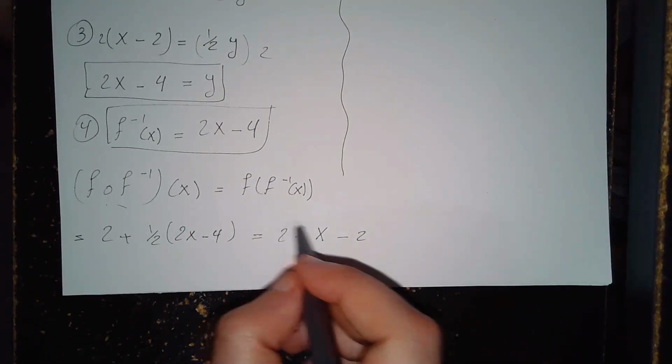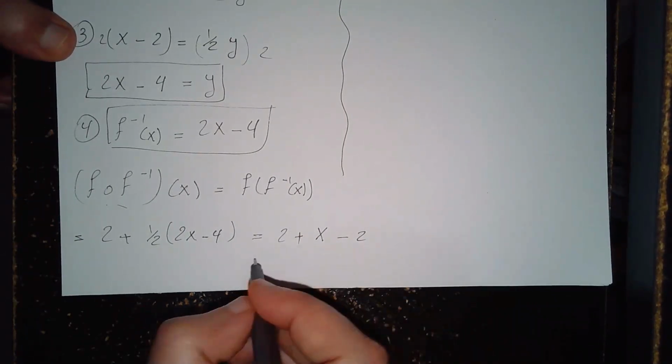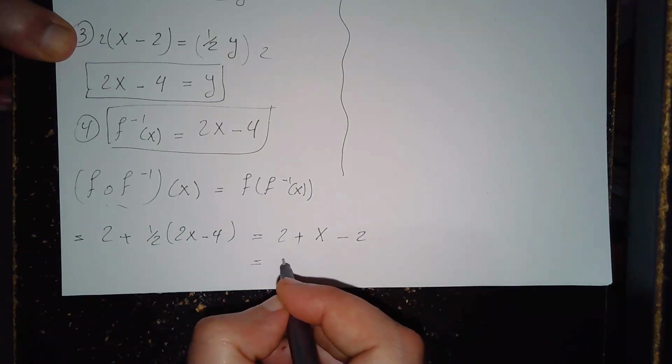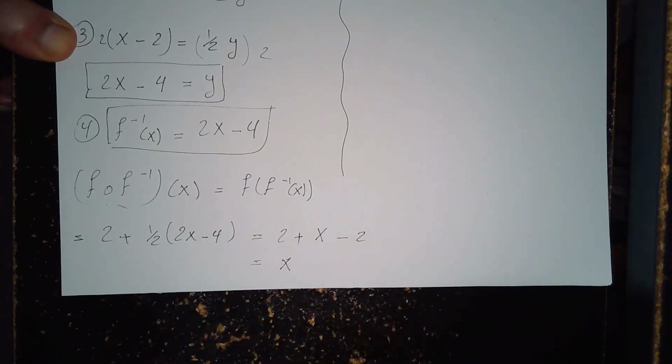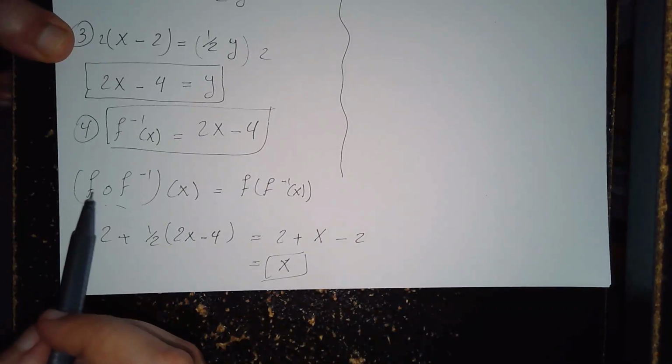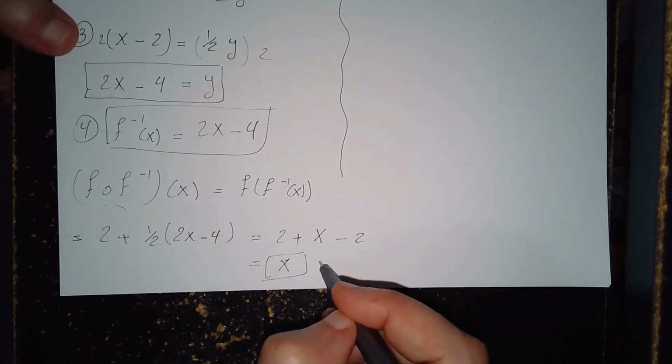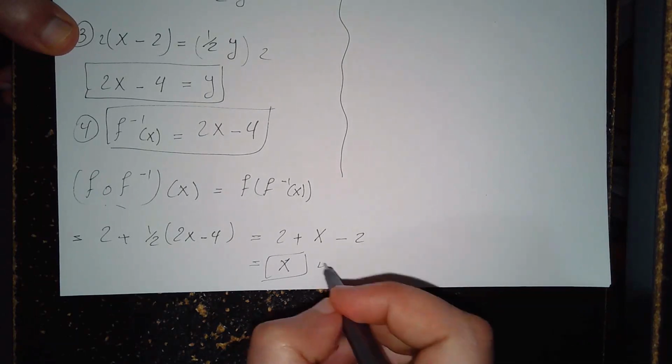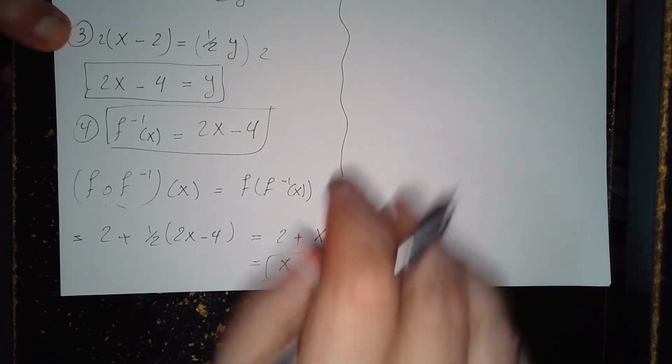So now we have a positive 2 and a negative 2, and the addition between these two numbers gives you 0. Therefore, the answer is just x. And since we got just x, that means that the two functions we just tested are actually inverses. So it worked out. We got it right.